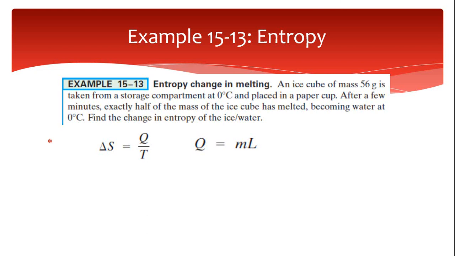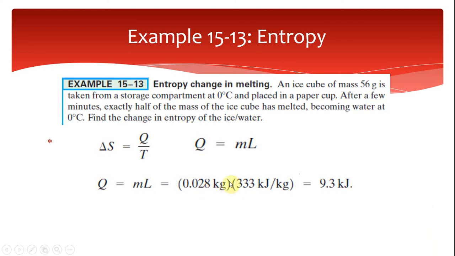Well, entropy is denoted as delta S. It's always a change. Okay? And delta S equals change in heat over T. Your change in heat here, or your heat added or heat lost, is equal to mass times the latent heat of either vaporization or fusion of your fluid. In this particular case, because we're melting ice, it's going to be the latent heat of fusion, and the latent heat of fusion of water is 333 kilojoules per kilogram.